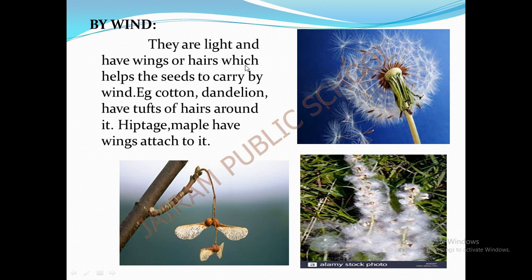Some seeds are light and have a special type of hair or wings around them. These help the seeds to be carried by the wind from one place to another. For example, cotton and dandelion seeds have tufts of hair around them. Tufts of hair is nothing but a group of hair, a bunch of hair. See this picture. It is having a bunch of hair like structure around it.